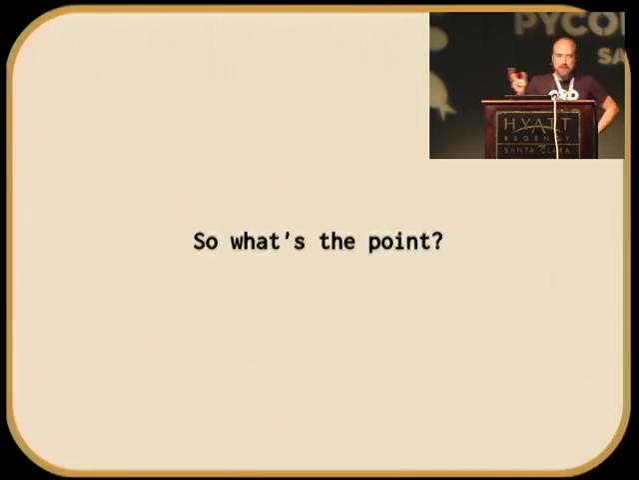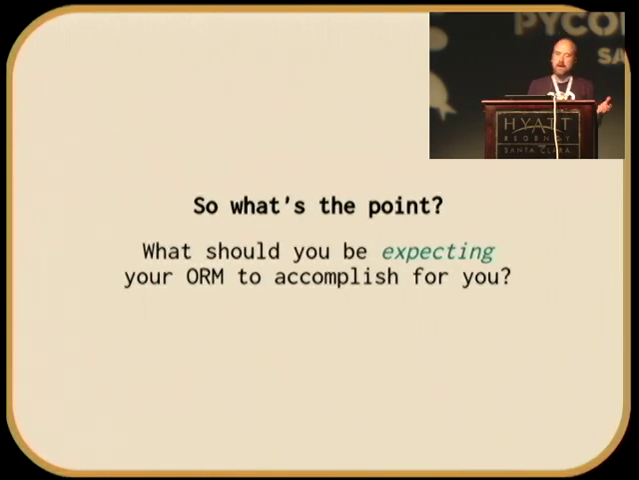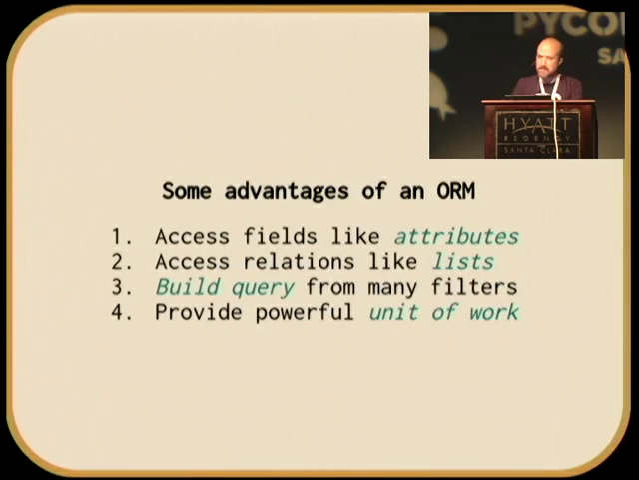So, what's the point of an ORM? Why use an ORM if you're still going to have to understand relations, which is to say, to turn this around to the positive direction, what should you be expecting when you sit down with your favorite ORM that it will accomplish for you? What's it good at? What does it make easy? The first two things I'll mention are syntactical. You can get to the fields of a table row, like a movie's title, with beautiful Python object attribute access.